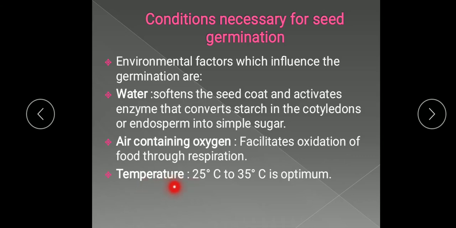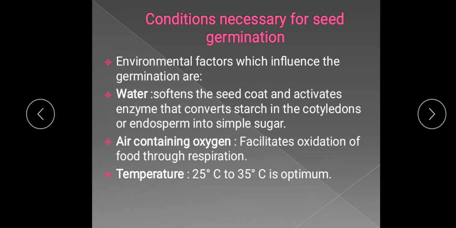तो एम्ब्रियो ना तो हाई टेम्परेचर पर डेवलप हो सकता है, because high temperature इसके delicate tissue को destroy कर देता है, and very low temperature also is not suitable because enzymatic activity cannot start. So that is why a temperature of 25 degrees Celsius to 35 degrees Celsius is optimum for seed germination. So the optimum temperature for seed germination is 25 degrees Celsius to 35 degrees Celsius.